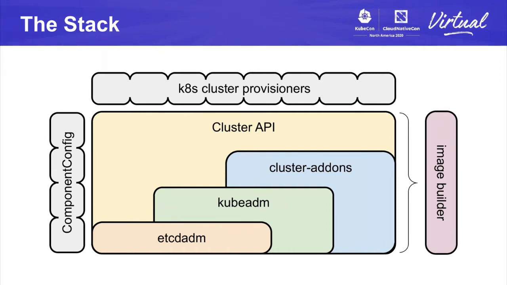The cluster provisioner can create you a cluster that uses this virtual machine image. And finally, on the left, we have component config. Component config's idea is that we can configure all these components on the right side with a declarative API that is very similar to the Kubernetes API, and in fact it uses the same machinery.